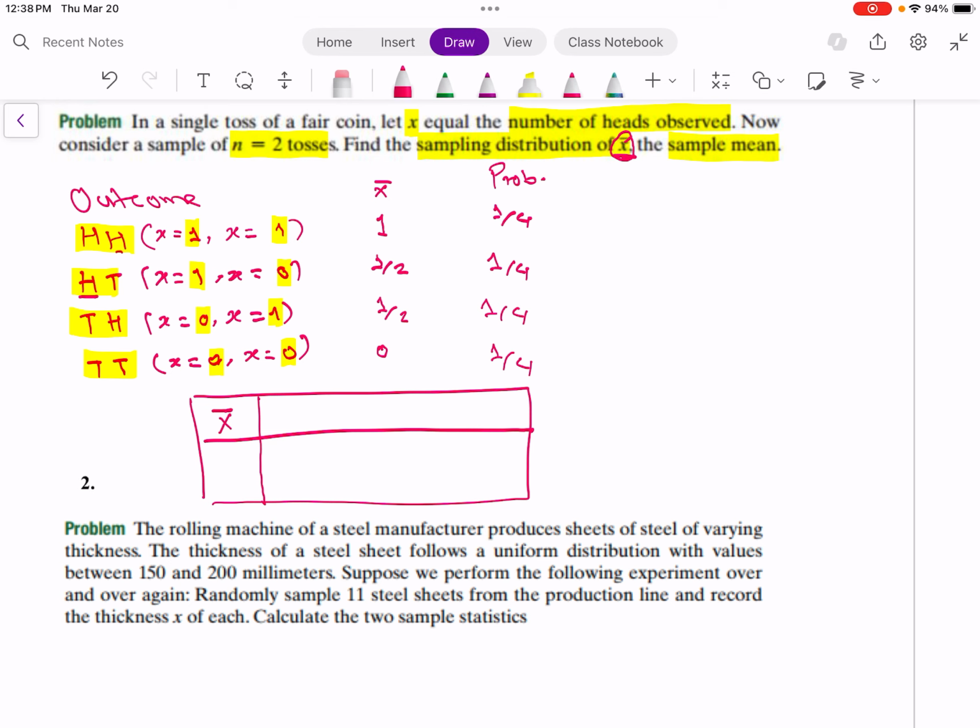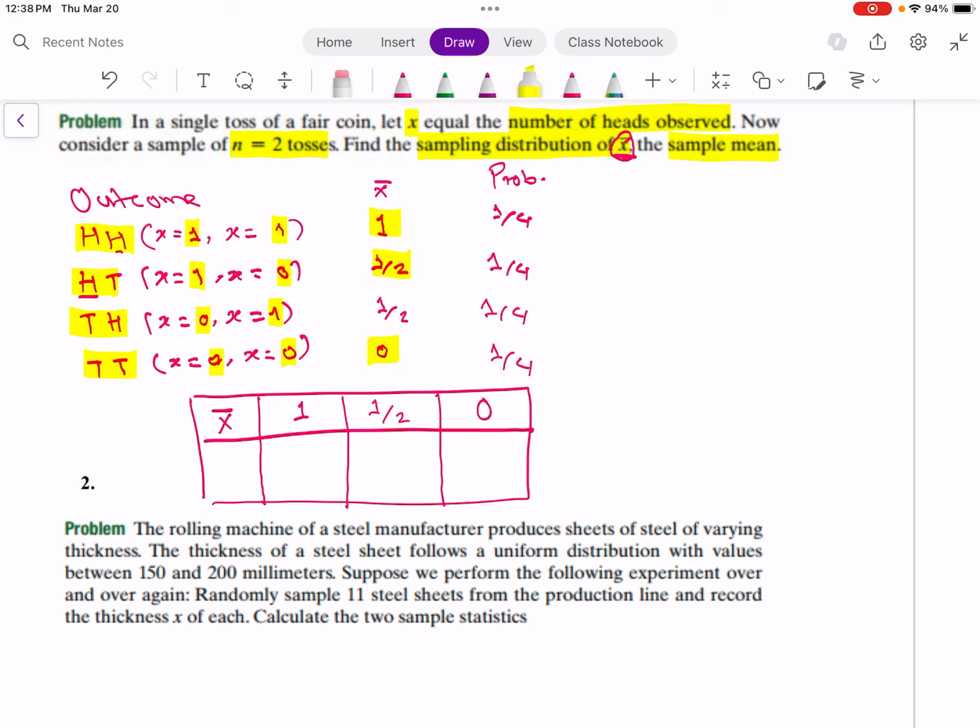We are creating a sampling distribution, so we must have a statistic. Our statistic is x bar. Now what are the values for x bar? You can start from 0 if you want, it's okay, or 1. So x bar is 1, our x bar is 1/2, and our x bar is 0. So x bar takes the values 1, 1/2, 0.